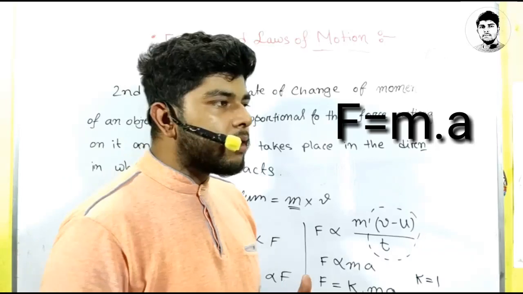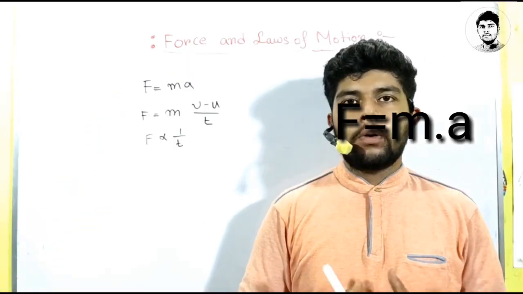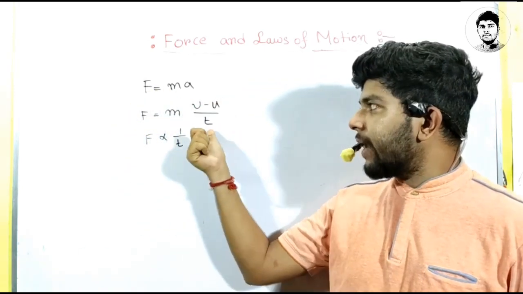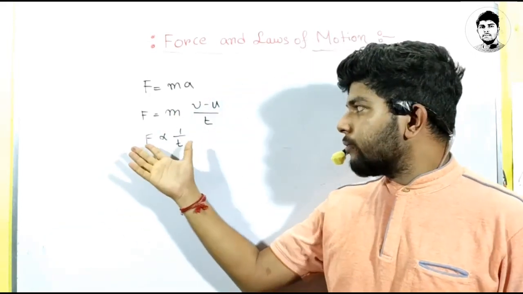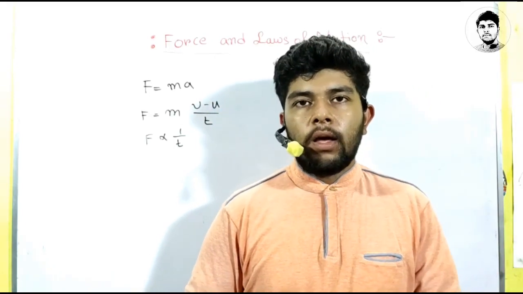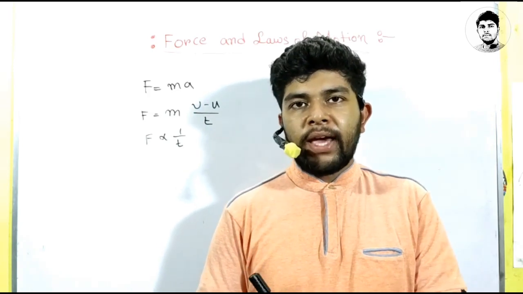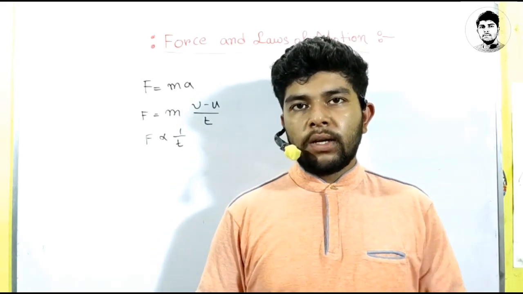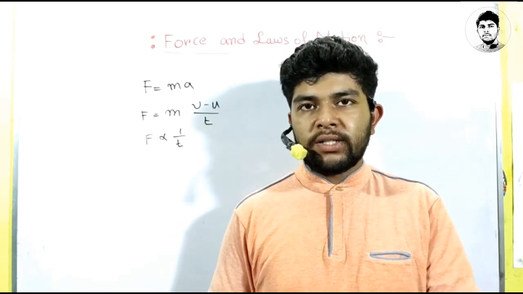Let's see an example of Newton's second law. Friends, from Newton's second law we know that force equals mass into acceleration. Acceleration can be written as change in velocity with respect to time. Here you can see that force is inversely proportional to the time. Suppose in a cricket match, whenever a cricket player catches a ball, he moves his hand in the backward direction. Why? Because in this movement the time increases, that's why the force decreases.